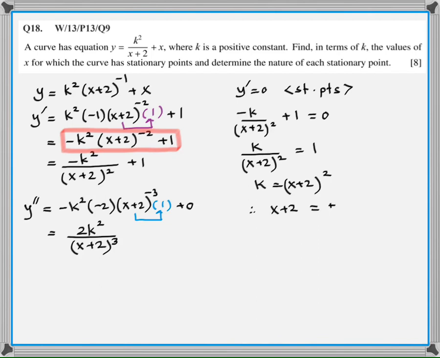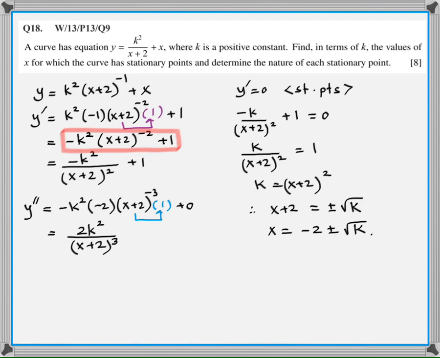K comes out to be, but we are looking for x. One more thing. Some people are very happy and they have found k. We are looking for the x coordinate in terms of k, not the constant in terms of a variable. So we make x the subject. Square root sign, plus minus.